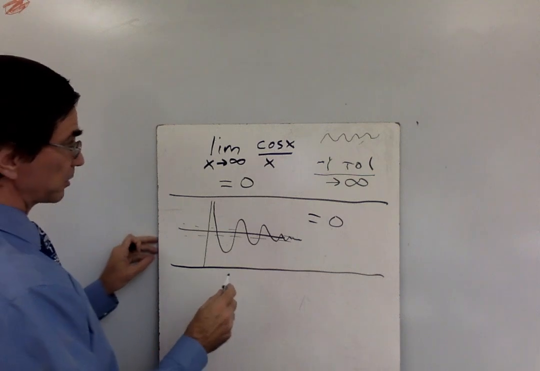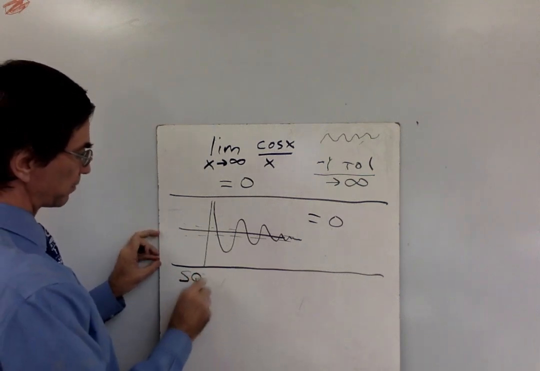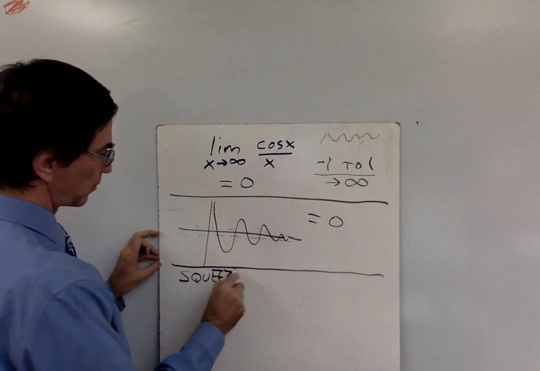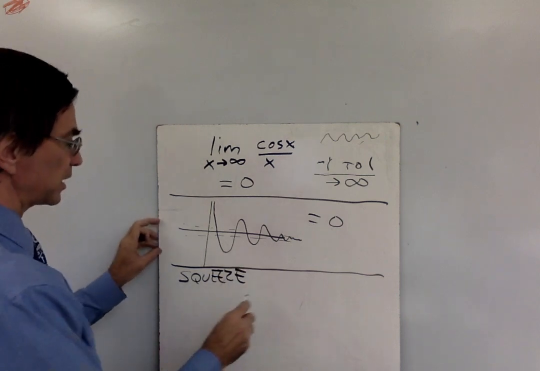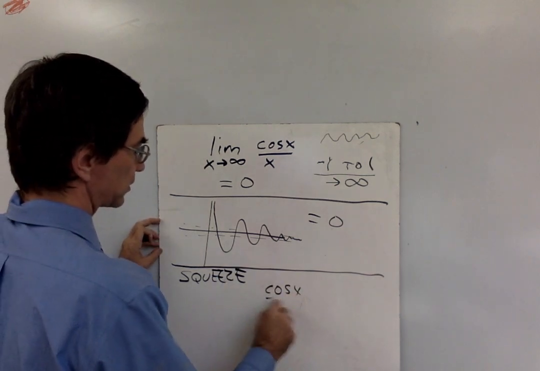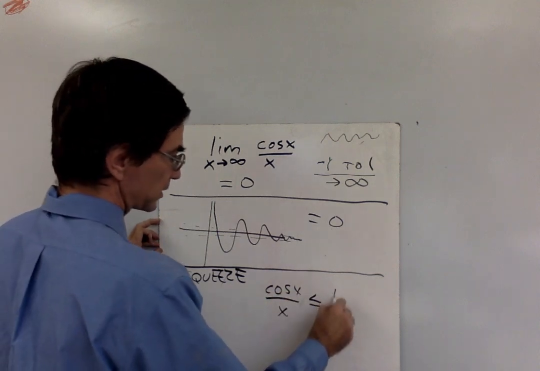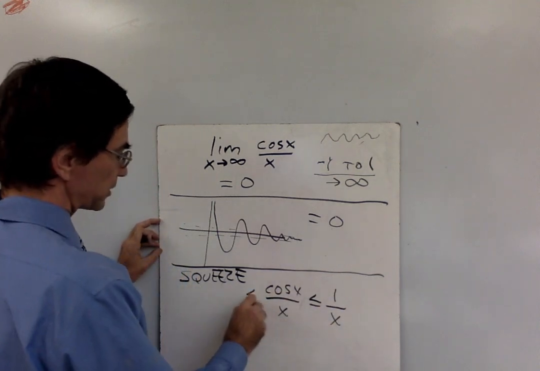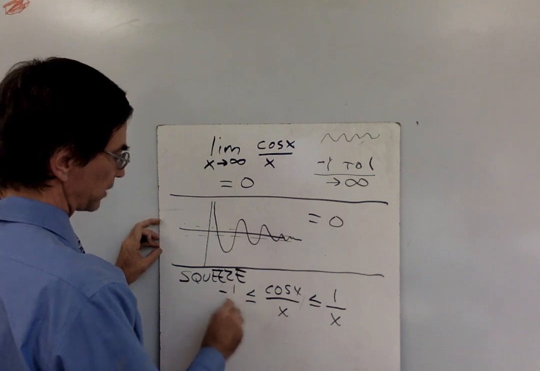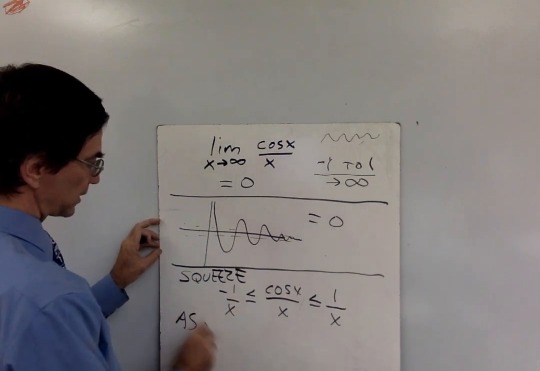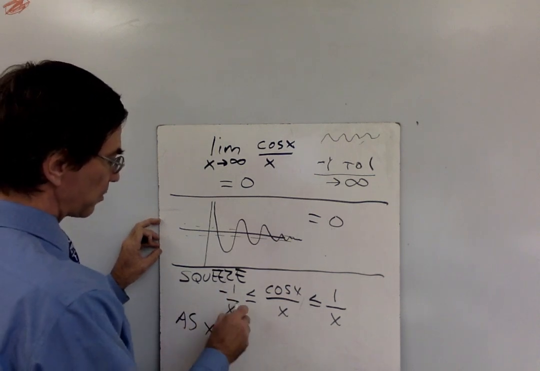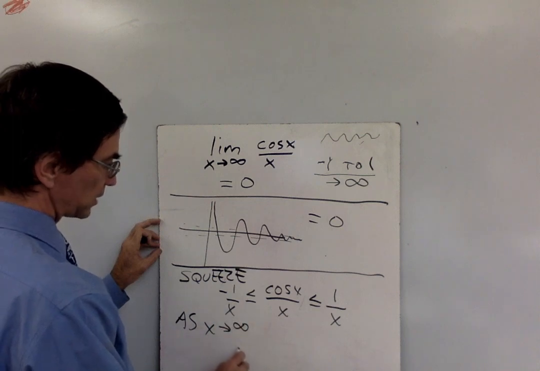And then the final way to look at this is kind of the official way. It's called the squeeze theorem. And what you say is the limit, cosine x over x, is always less than, no matter what x is, it's always less than or equal to 1 over x. And it's always greater than or equal to -1 over x. And as x gets bigger and bigger and bigger, both of these things go to 0.